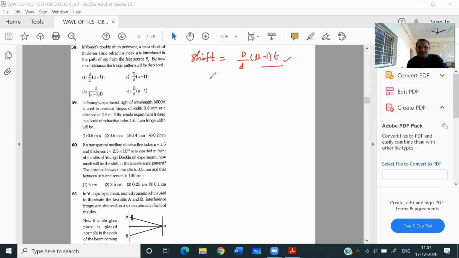Why? See, in Young's double slit experiment, there will be two slits, S1 and S2, means small holes. Here there will be a screen. This is your screen. Now, this is the central maxima. Let us imagine if we keep a sheet having thickness T and refractive index mu, then the central maxima will shift somewhat up. How much will it shift? This is your question.